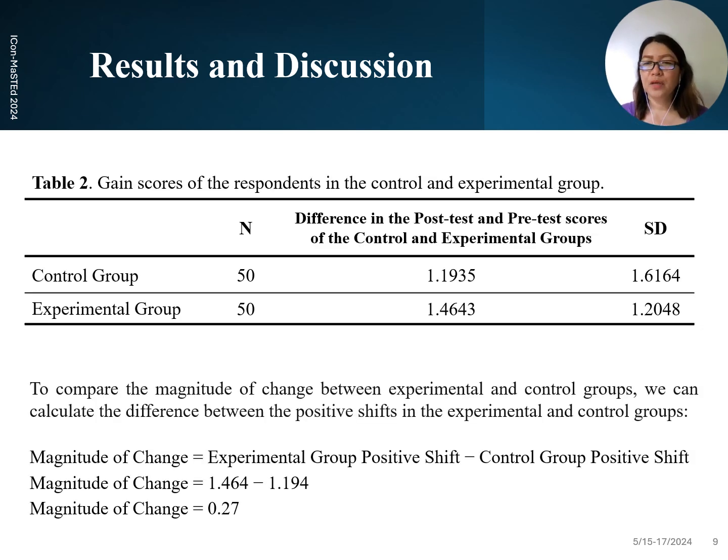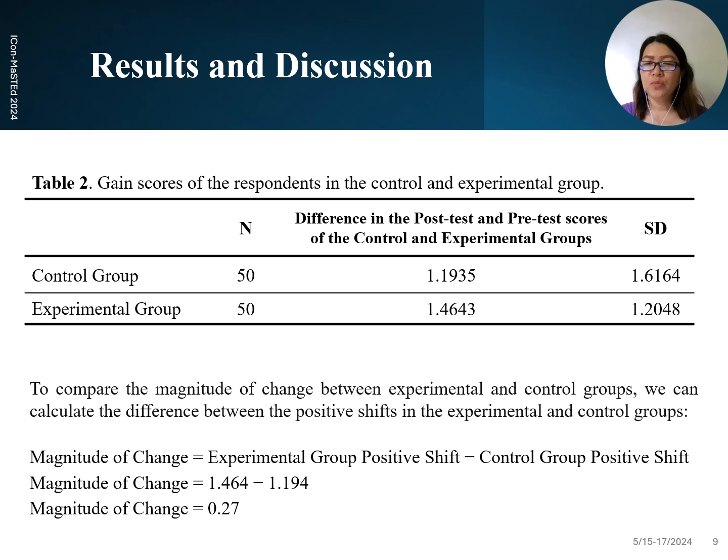Table 2 shows the mean gain scores of the control and experimental group. As shown in the table, the experimental group obtained a higher mean gain score of 1.4643 than that of the control group with 1.1935. This implies that the respondents in the experimental group have a better gain performance compared to the control group. Moreover, the smaller standard deviation of the experimental group, 1.2048, implies a set of scores clustered close to the mean compared to the more dispersed set of scores in the control group with a standard deviation of 1.6164. This confirms the work of Shousin in 2023.